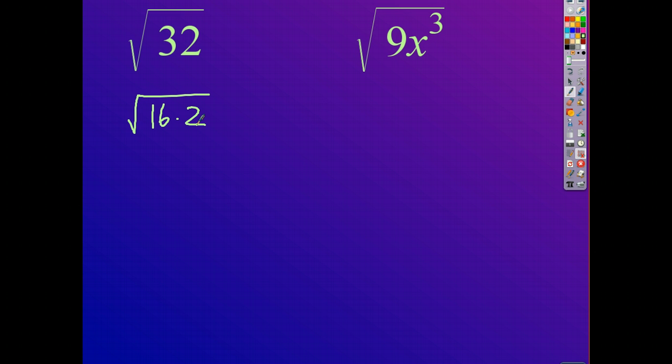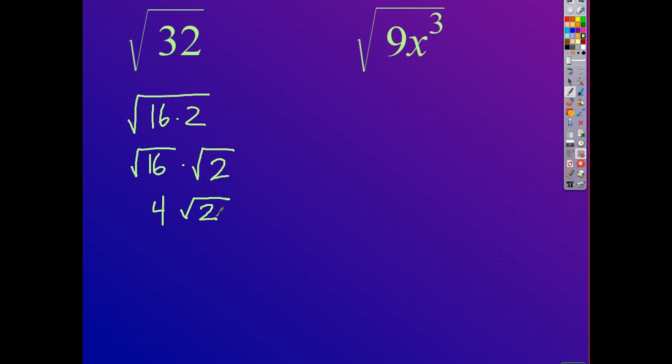Okay, now when you do this, you can actually separate this into 2 separate radicals. I can do the square root of 16 times the square root of 2. And then the square root of 16 is 4. So this becomes 4 radical 2. Okay? So that's one way.